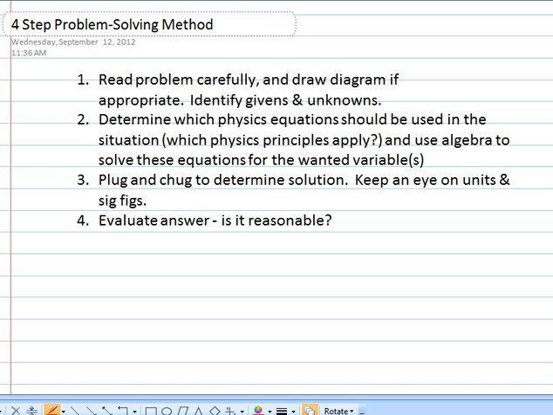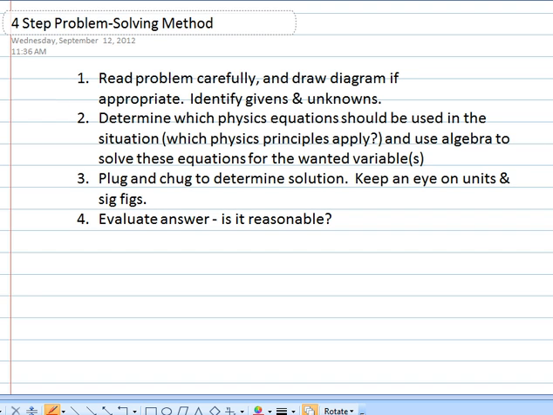And then the last step is to evaluate the answer. Is it reasonable? Does it make sense? For example, if you get a speed that's 5 times the speed of light, you might know that things can't go faster than light, so that doesn't really make sense.